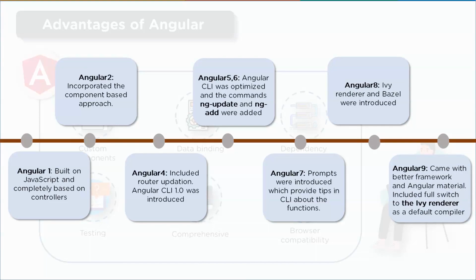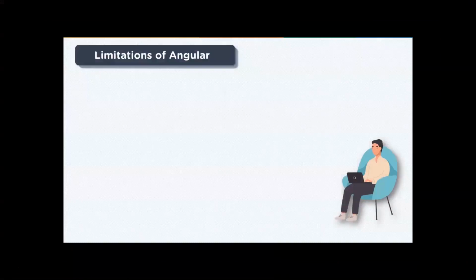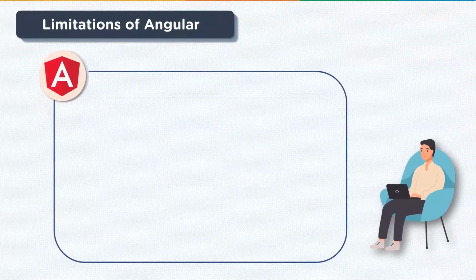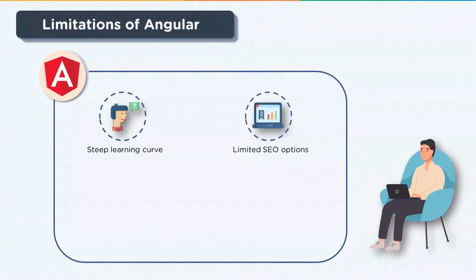Now that we've learnt about the pros of using Angular, let's look at some of the limitations of Angular. First up is a steep learning curve. Now since Angular is a complete full-fledged framework, it becomes difficult for learners to begin with. You need to be acquainted with simple topics and then move on to more advanced topics to become proficient in this language.